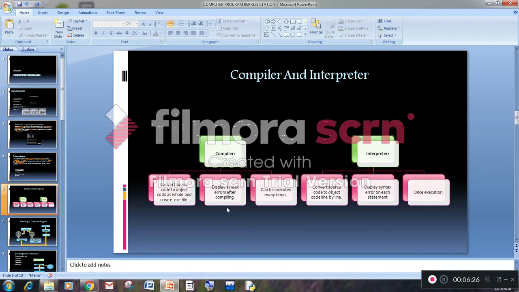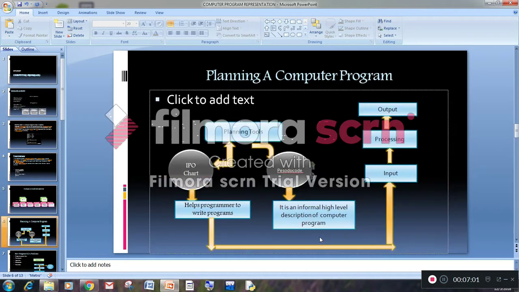So the next thing is interpreter. The interpreter executes line by line, converts source code to object code line by line, and displays syntax error on each statement. It means that we do not have to wait for the whole program to be compiled and then get a syntax error; we come to know that it is our error. So it displays syntax error on each statement and it can be executed just one time.